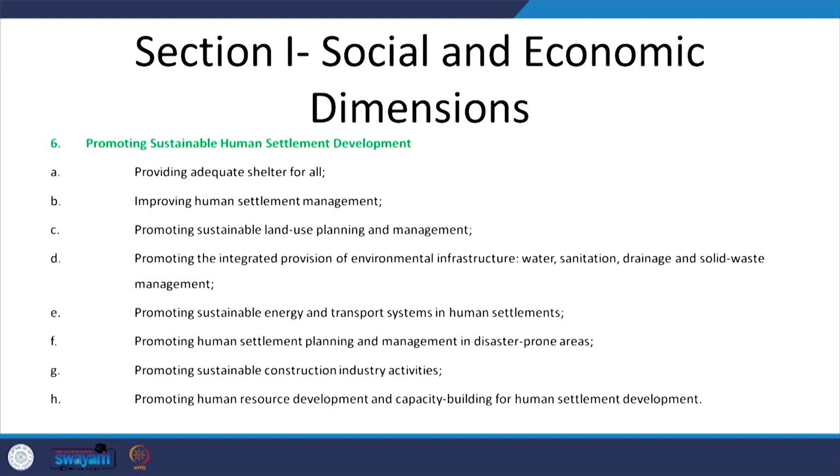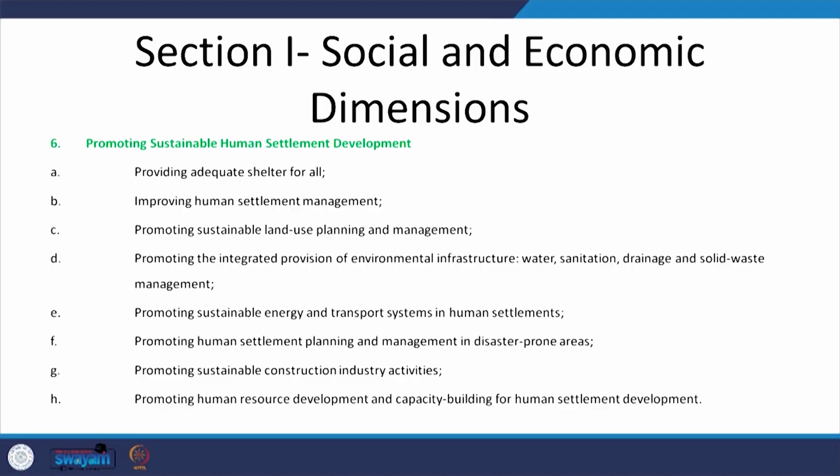Now pay attention that this agenda was drafted in 1992, Agenda 21, and all these issues and aims which we are reading here as part of Agenda 21 still need to be met. We are still struggling to develop human settlements in such a manner that there is an integrated provision of environmental infrastructure, where they are sustainably managed, and where sustainable energy and transport systems are available.